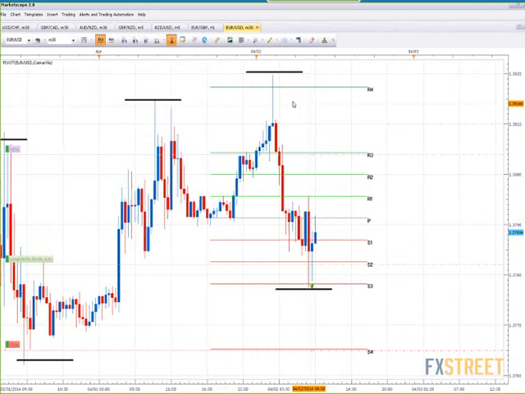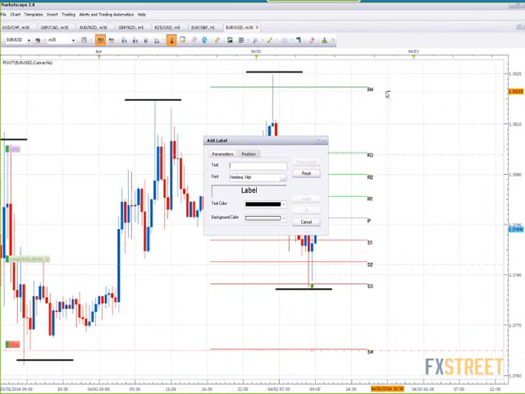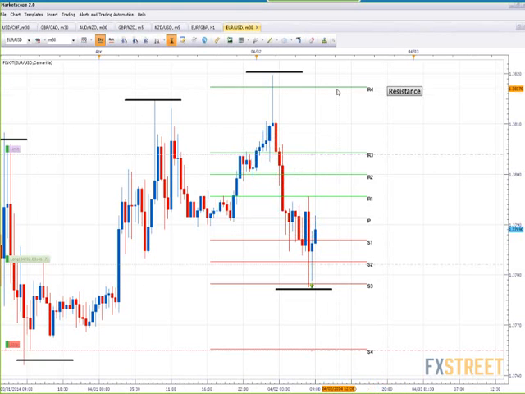Resistance is going to be very easy to find. They're going to be our green lines up above. And let me just go ahead and label that. It's going to be a resistance line, and this is going to act as our price ceiling. Now, these price ceilings, I like to think of them exactly as that.